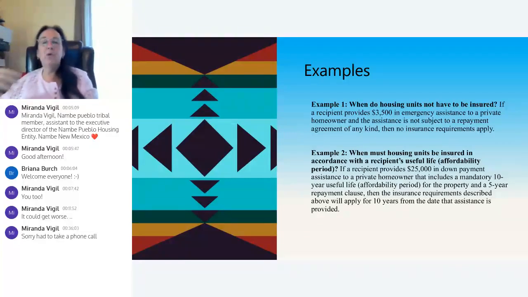Example 2. When must housing units be insured in accordance with the useful life affordability period? If you provide $25,000 in down payment to a private homeowner that includes a mandatory 10-year useful life for the property, a 5-year repayment clause, then the insurance requirement described above would apply for 10 years from the date that assistance is provided.